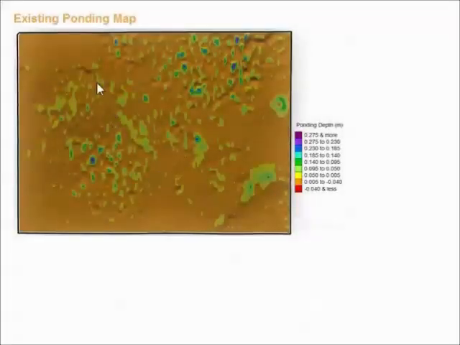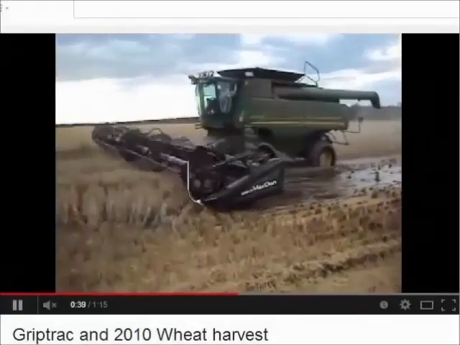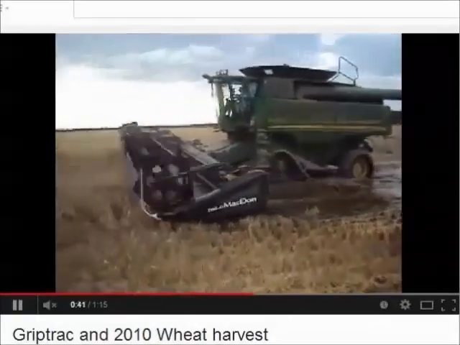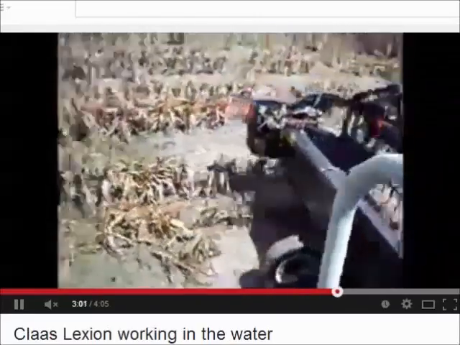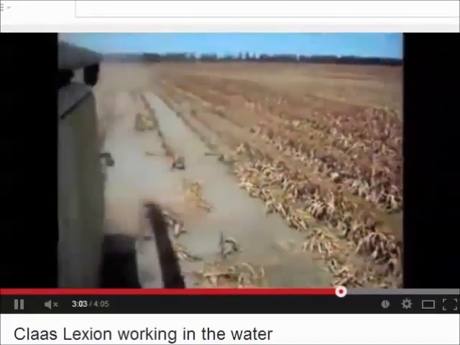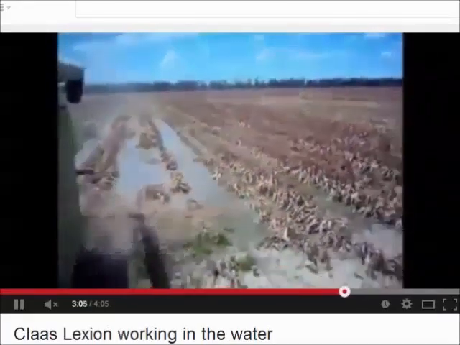Using the drainage analysis tool in OptiSurface, we can calculate a ponding map like this. It shows the depth of water standing in the depressions. You can see there's a lot of small depressions. Most of them are less than 1 foot deep. To show you what that looks like, here's a harvester in that field now. And here's sorghum being harvested in another year. You can see the ponding problems it creates are massive.